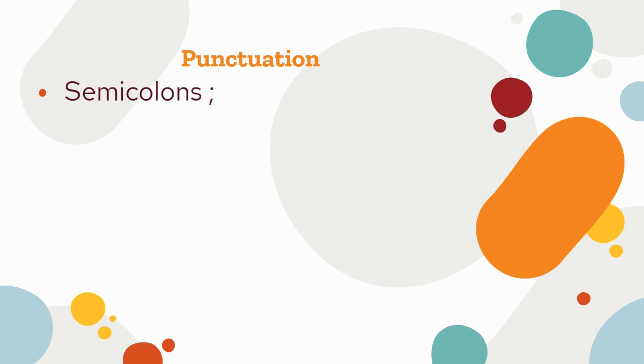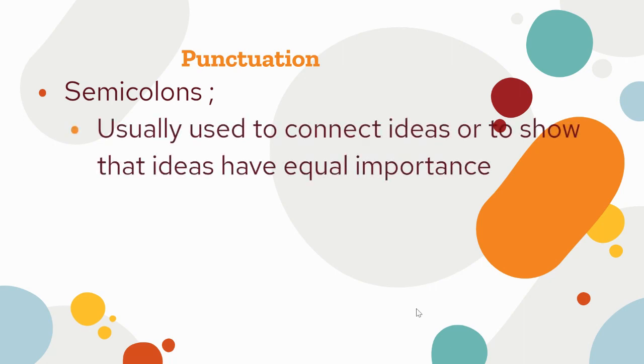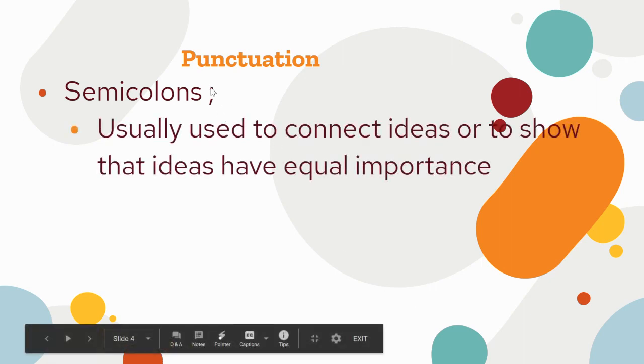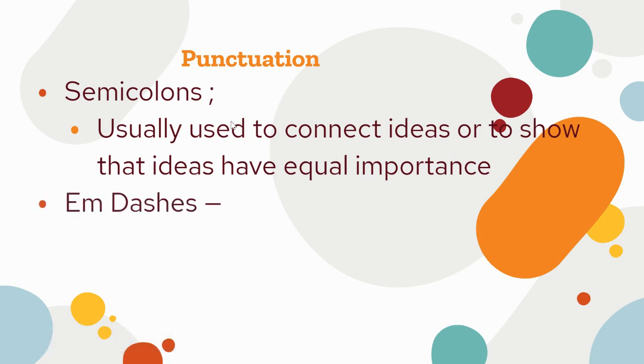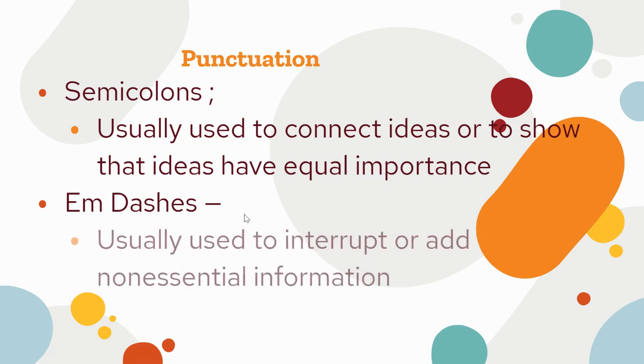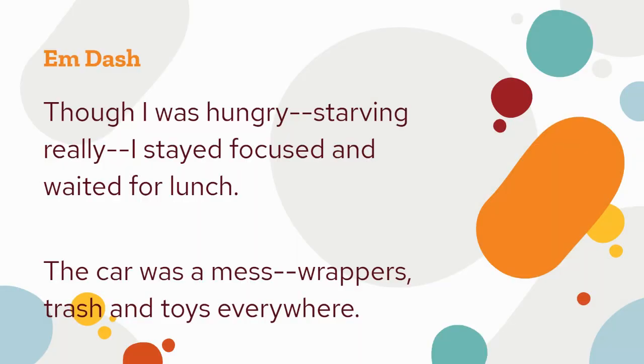I also want to remind you of some punctuation elements to pay attention to. Semicolons, remember this is a semicolon, right? The period, comma, used to connect ideas or show they have equal importance. Em dashes, you're going to see him using a lot. This is probably a new term for a lot of you. It's this long dash, so not a hyphen, but it looks like two hyphens in its length. It's usually used to interrupt or add non-essential information.